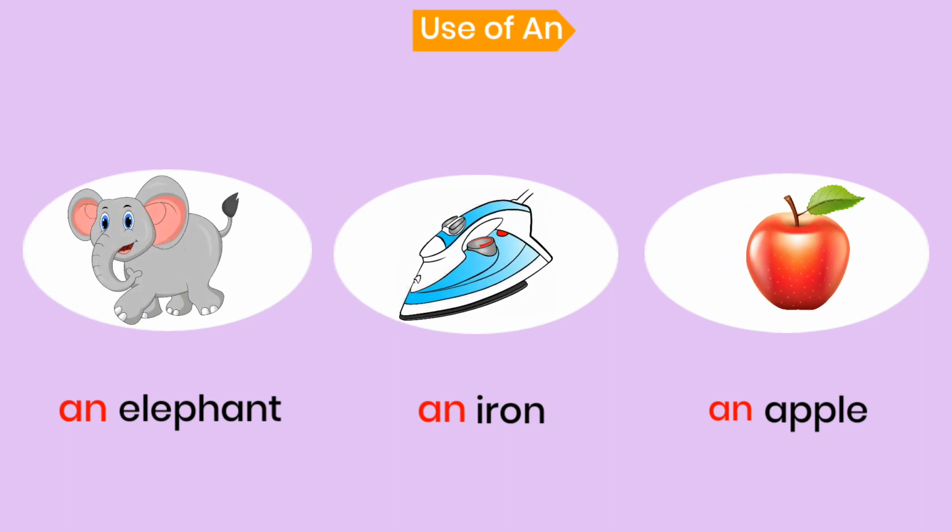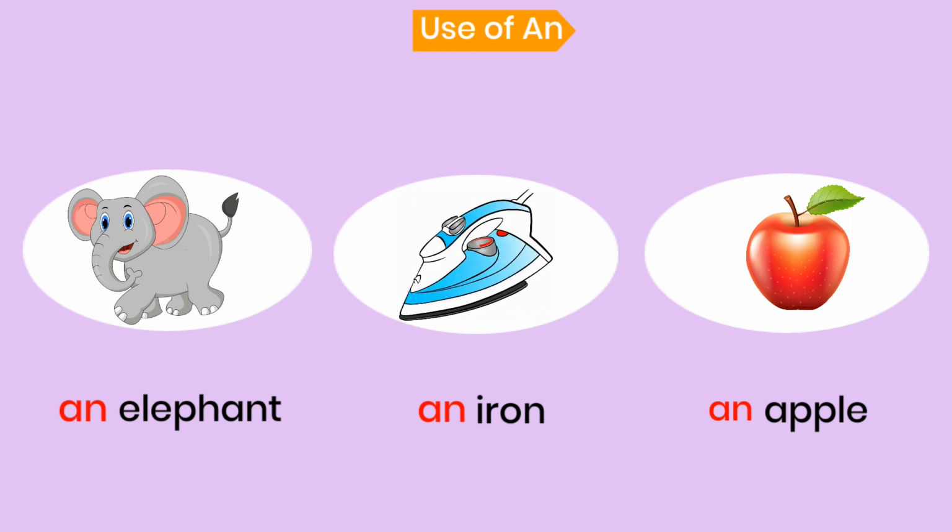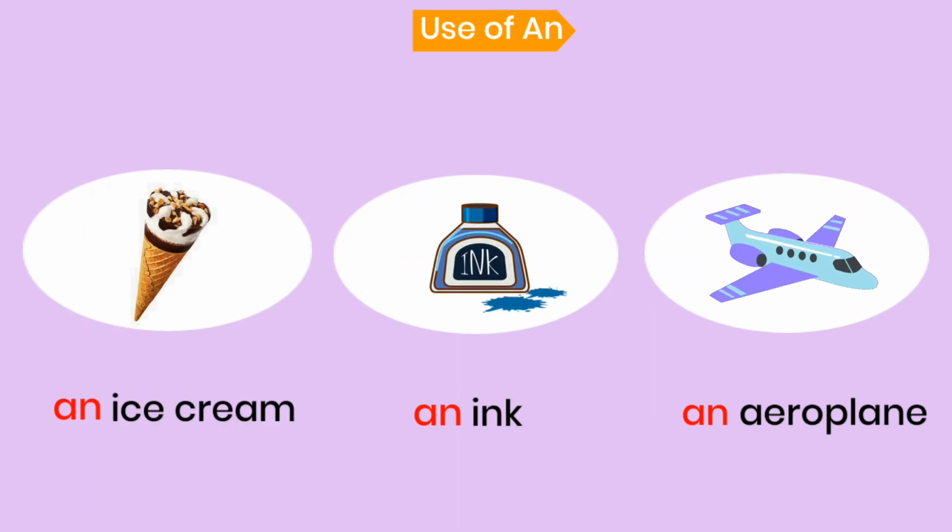Use of AN. An elephant, an iron, an apple, an ice cream, an ink, an aeroplane.